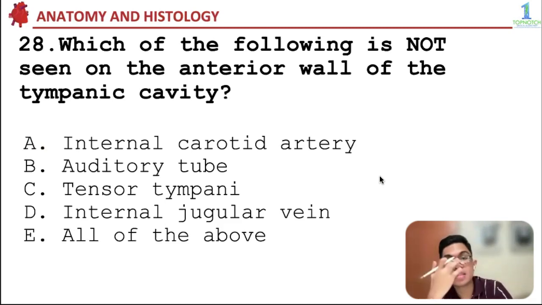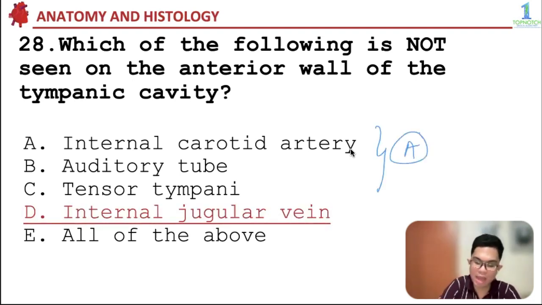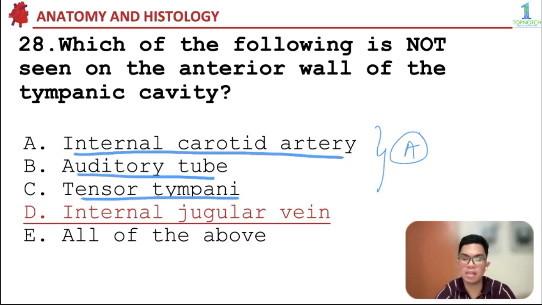Sige. Next, which is not a structure in the anterior wall of the tympanic cavity? The correct answer is the internal jugular vein. So 3 of these structures are in the anterior wall: the carotid artery, the auditory tube, and the tensor tympani. The internal jugular vein actually forms underneath, no, sa floor siya, sa jugular fossa.